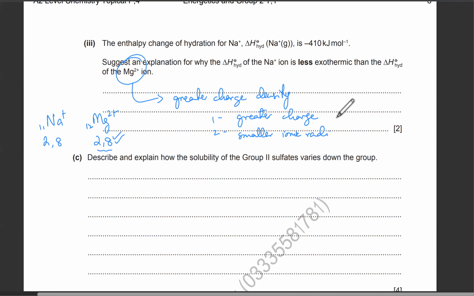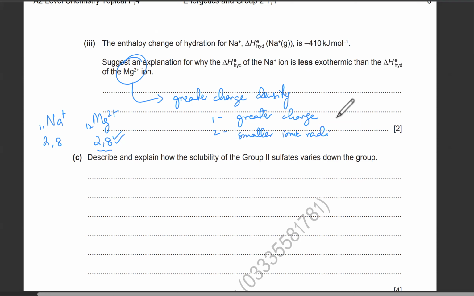Okay, now this question has come up. This is the exact same question which we just did, and it's a 4-mark question. Describe and explain how the solubility of group 2 sulfates varies down the group. 4-mark. Okay, and that's your answer. We just wrote it down.